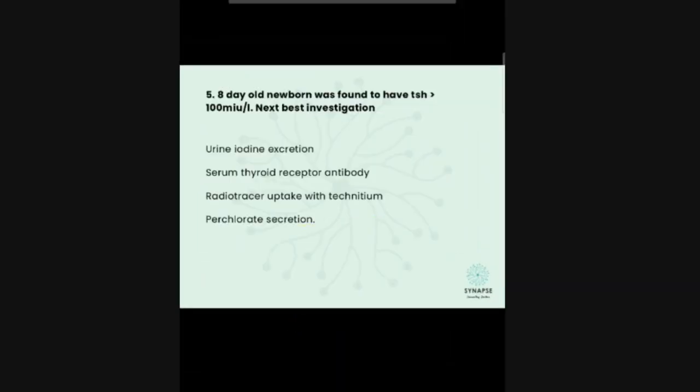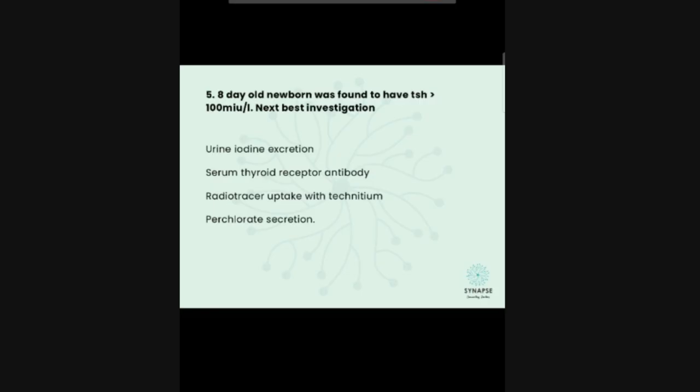Okay. Next, an 8-day-old newborn was found to have TSH more than 100 international units per liter. What is the next best investigation? So our question is about congenital hypothyroidism. Congenital hypothyroidism is a repeatedly asked question, as well as the most important topic in clinical practice, because hypothyroidism is the most common preventable cause of mental retardation.